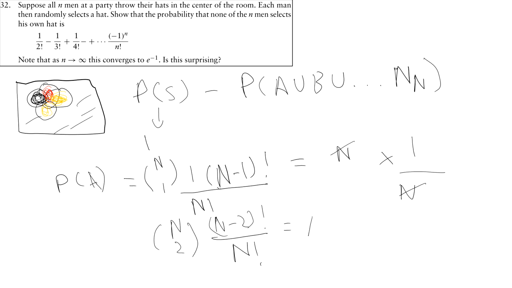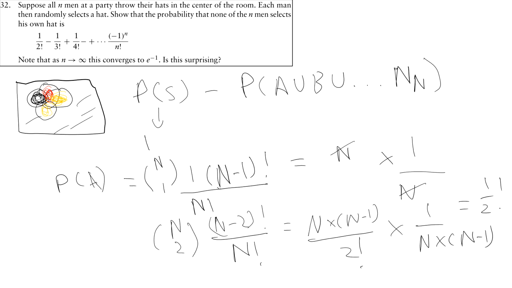That is basically nC2, which is n into (n minus 1) by 2 factorial, into 1 by n into (n minus 1), which is equal to 1 by 2 factorial. So what we can see is that, let's go to the next slide.